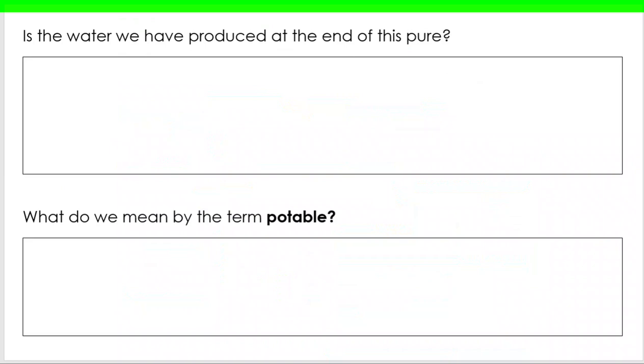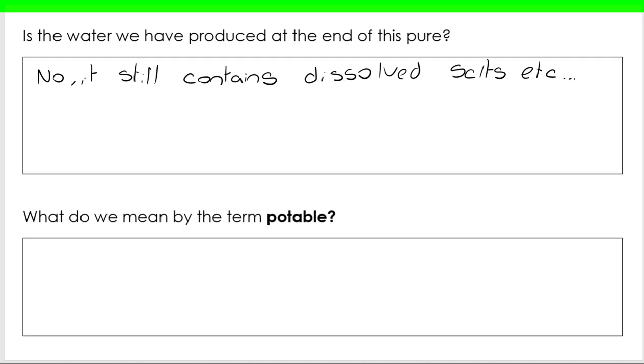So is the water we've got at the end of this pure? And the answer to that is no. We've got rid of bits of solid waste, we've got rid of bacteria, but what we have not done is got rid of the salts that are dissolved in there, for example. And we spoke in a previous chapter about purity in chemistry. It means made of only one type of substance. What we have got is potable water. We need the definition for that term potable. And when we say potable, we mean water that is fit to drink.